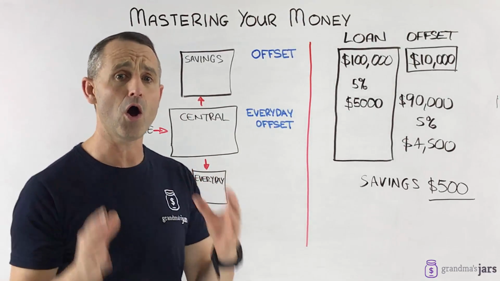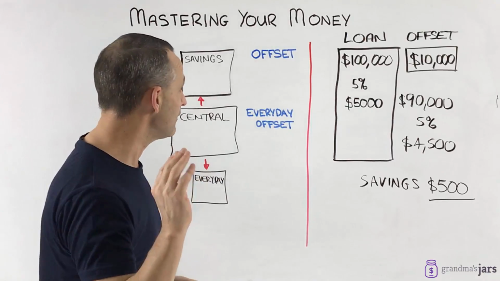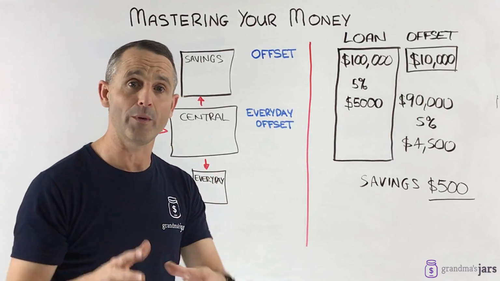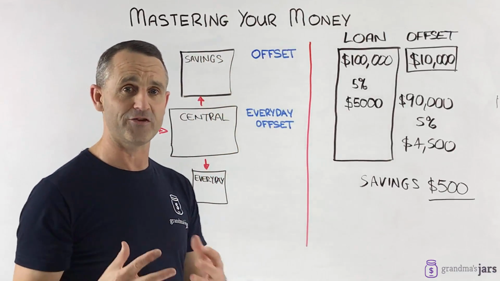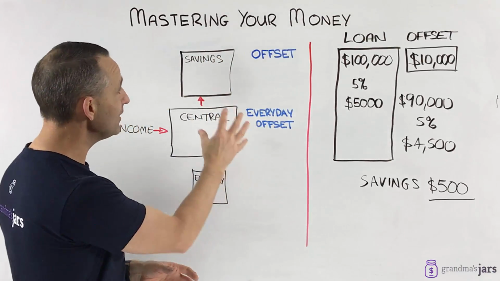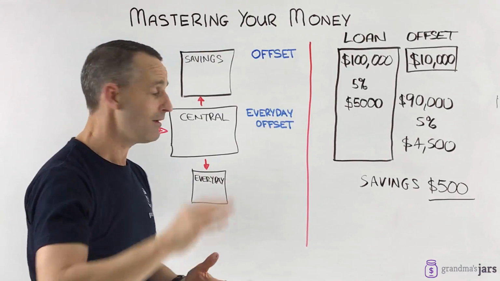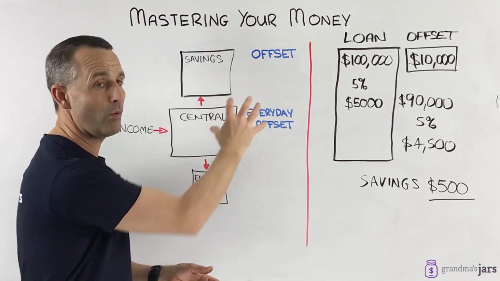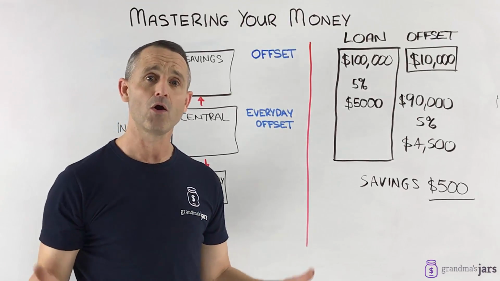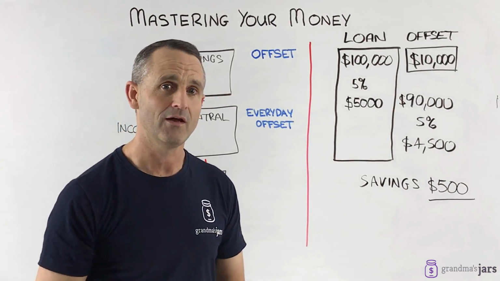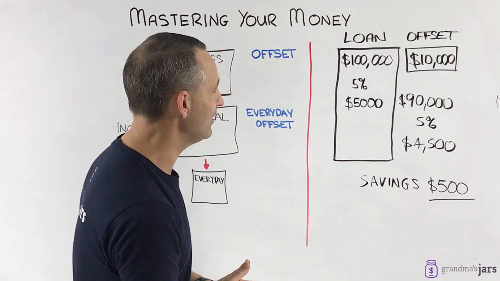If you are a home owner, then what you need to be looking for when you speak to the banks is an offset account. So with your savings, you just want a standard offset, and with your central account, you want an everyday offset. Now you may be asking me, okay, what's an offset account? Well, here's what an offset account is.